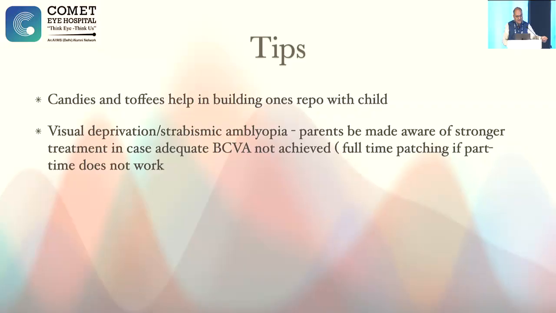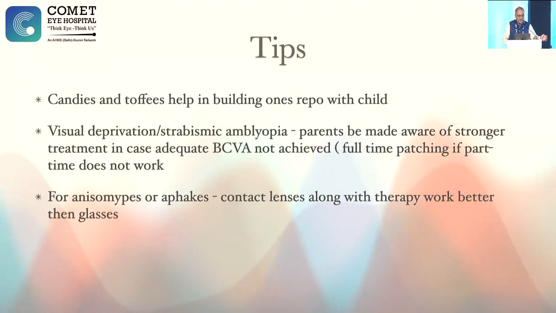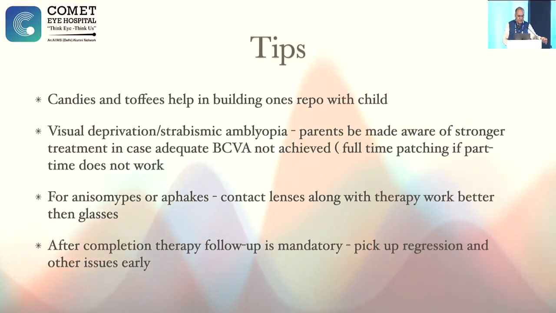In visual deprivation and strabismic amblyopias, you have to make them aware that sometimes full-time patching may be required if part-time patching is not working for the child, and the parents and the child should be ready for it. For isometropes and aphakics, contact lenses along with the therapy work better if the glasses are not working for these patients. After completion of therapy, the follow-up is very important because sometimes the child does regress, and it is very important to pick up regression early and reinstitute the therapy early.